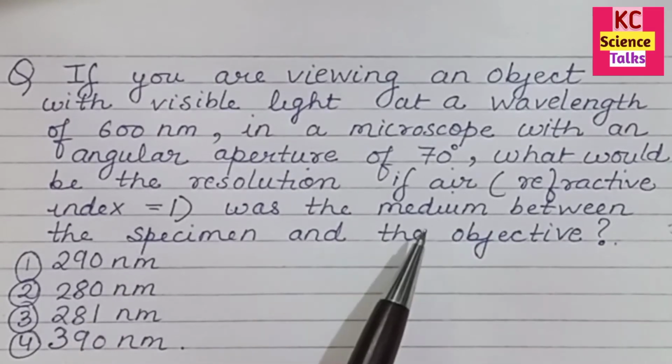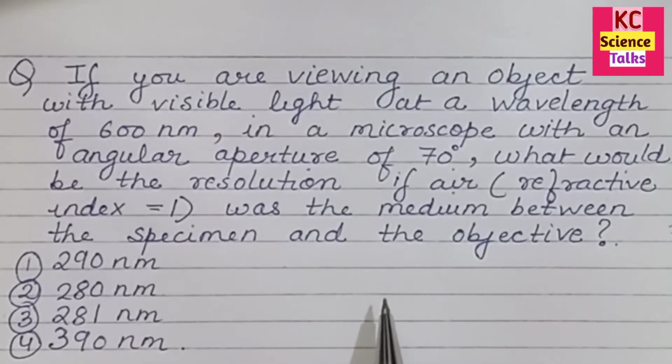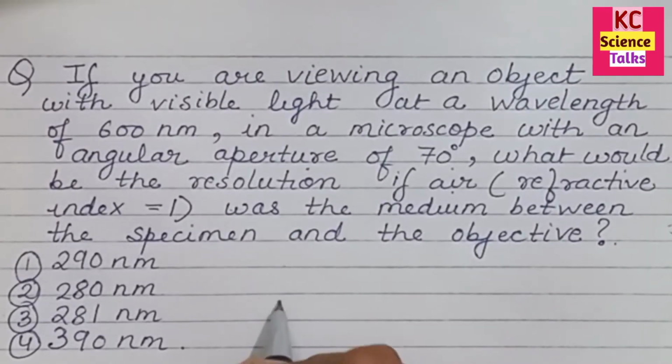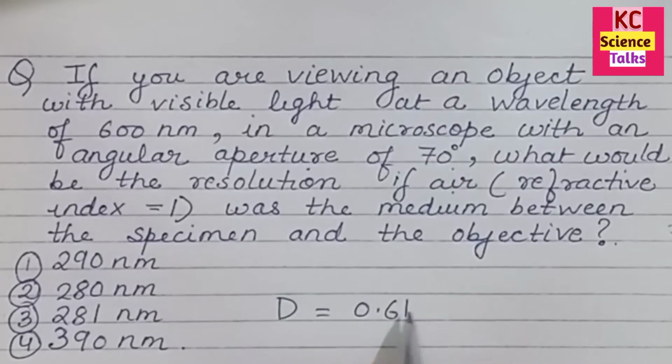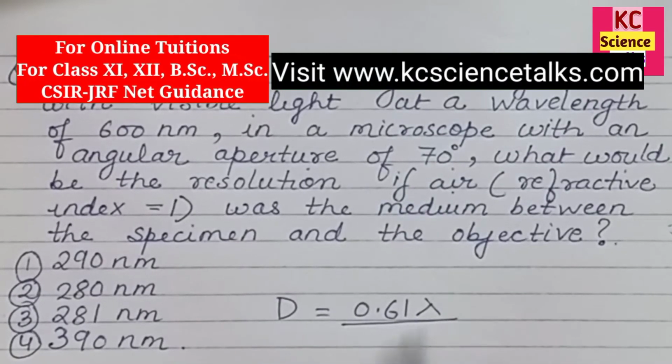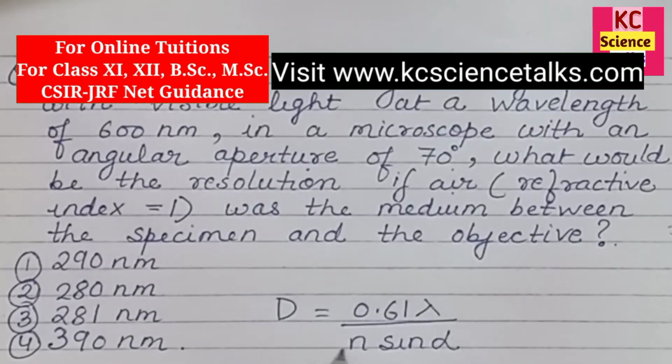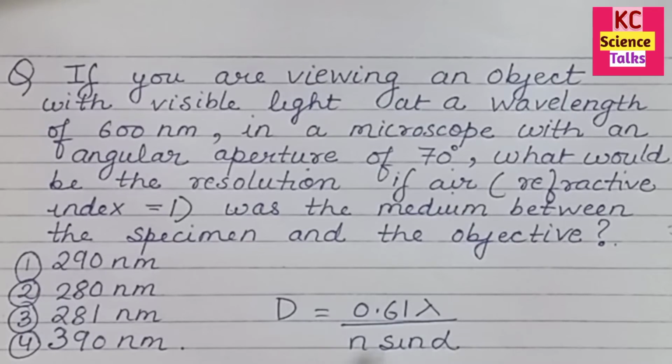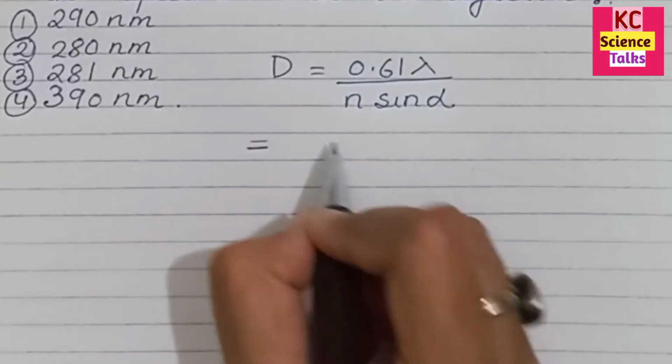So we have to simply calculate it by using the formula D is equal to 0.61 lambda over n sine alpha. Okay, so lambda is the wavelength of light, n is the refractive index of the medium, and alpha is the angular aperture. So now we have to just simply put up the values.